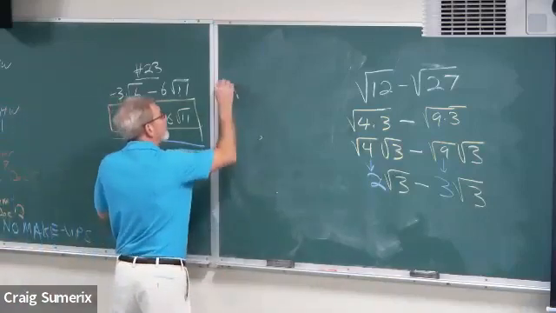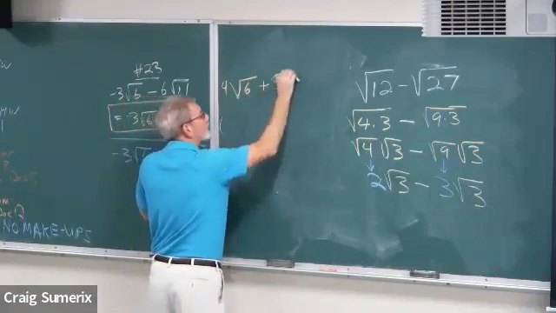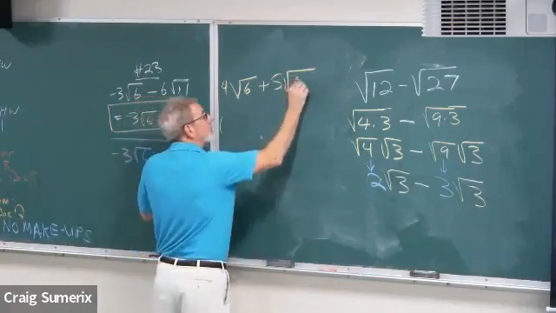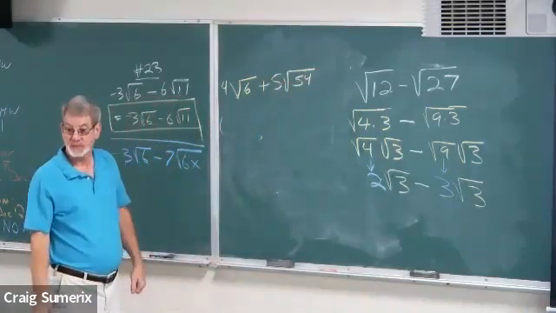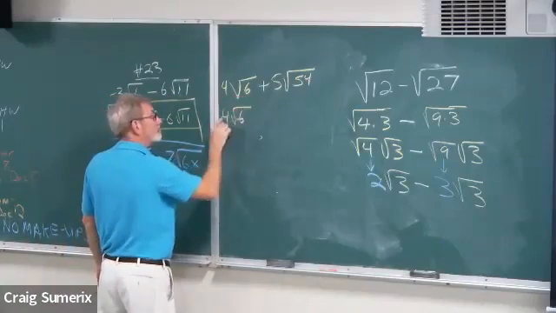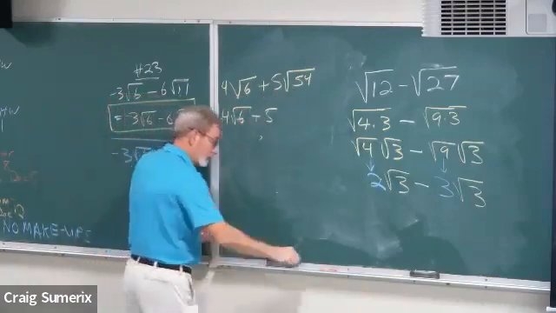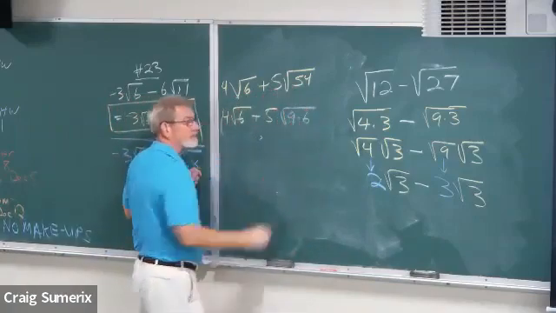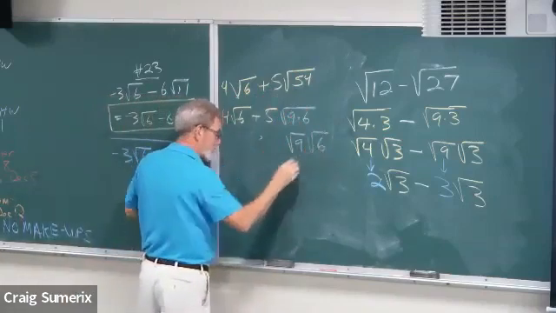If you had this, 4 square root of 6 plus 5 times the square root of 54, it looks way different, doesn't it? Does 6 break down? No. What about 54? Does that break down? 9 times 6, doesn't it? Yeah. They're going to get real sneaky on you here.